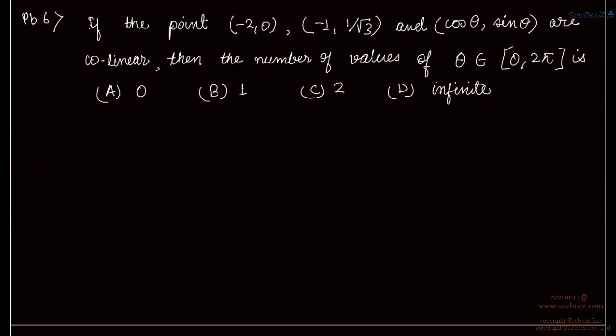Moving to the next problem, problem number 6. If the points (minus 2, 0), (minus 1, 1 upon root 3) and (cos theta, sin theta) are collinear, then the number of values of theta is, okay.